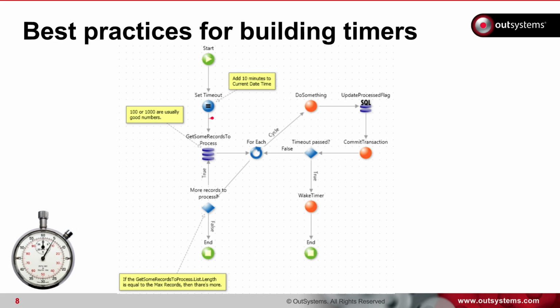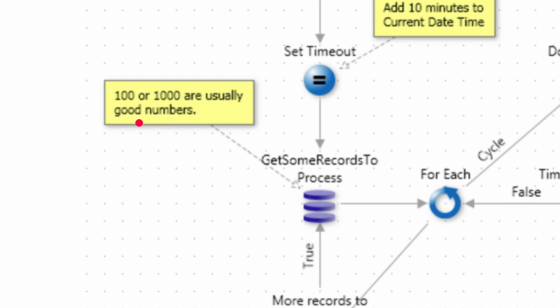Now, you set this initially, and now you start the process. So you use an aggregate to fetch some records to process. Now, how many is some? Well, 100 or 1,000 are usually good numbers, but you really should measure this on your own use case. If what you're doing is actually a process that is very short, but you're processing millions or billions of records, then of course you can increase this significantly.